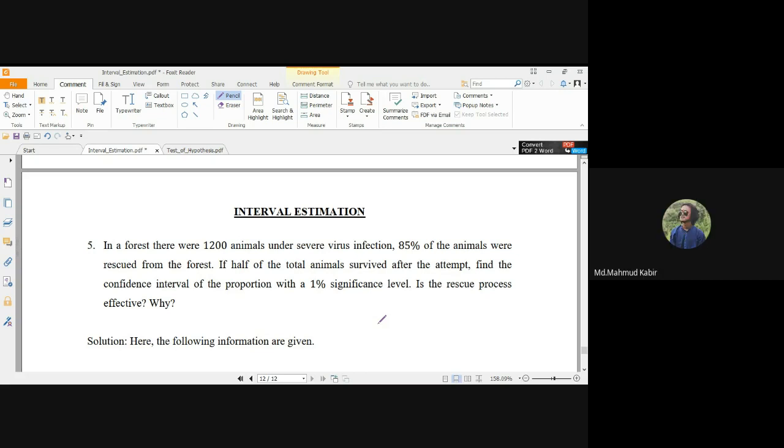স্যার 1200-র মধ্যে স্যার 85% কে স্যার তারা রেস্কিউ করছিল, বাট তার মধ্যে 50% স্যার সার্ভাইভ করছে। Which 50%? Total or this 85%? স্যার এই 85% এর স্যার। No. স্যার টোটালটার হবে স্যার। There is a twist. There is a twist here.